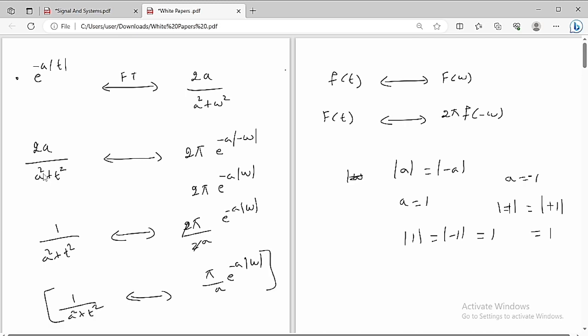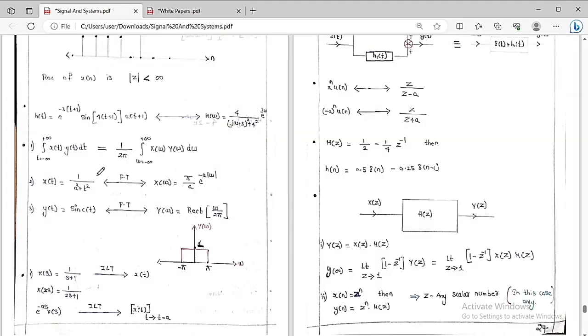So this is a formula. 1 by a square plus b square, the Fourier transform is pi by a into e to the power of minus a into mod omega. Same thing I have written down. So x of t is equal to 1 by a square plus b square, the Fourier transform x of omega is equal to pi by a into e to the power minus a into mod of omega.